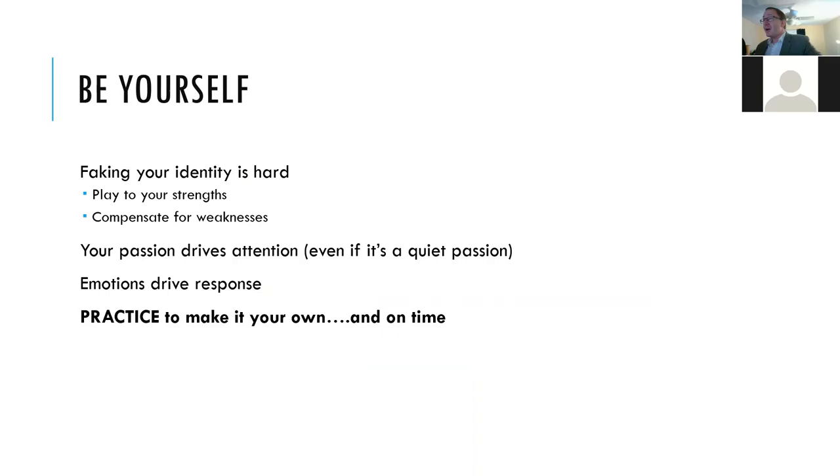So you want to play to your strengths. I am not going to be able to play very serious and stiff upper lip and very organized. I play with who I am. I'm very passionate, very talkative, very boisterous. I use that to compensate for my weaknesses, which is my scatterbrain nature, by playing to some of my strengths. Your passion ultimately drives their attention. Even if it's a quiet passion, you don't have to be screaming and shouting, but your passion shows through, and that's what people get interested in.